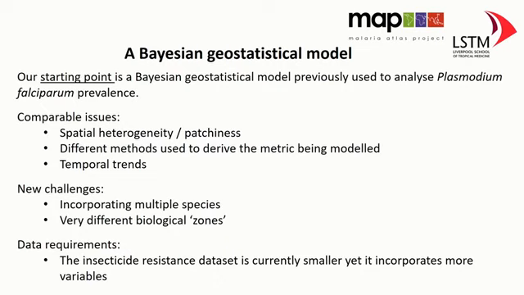And for both parasite prevalence and insecticide resistance prevalence, there are temporal trends that you need to take account of. But there are some new challenges when we're considering insecticide resistance, and I've talked about the fact that we have multiple species here.